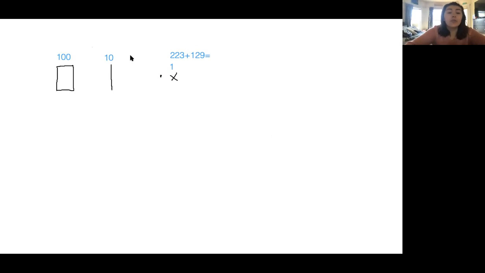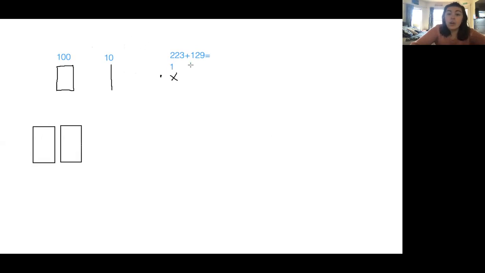So I'm going to draw each one of these for each number. So first I'm going to draw 223, and I think I can actually do squares. So how many hundreds are in the number 223? So there's 200, so I'm going to draw my 200s first, 100, 200.